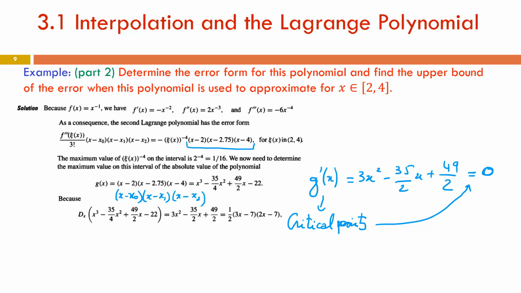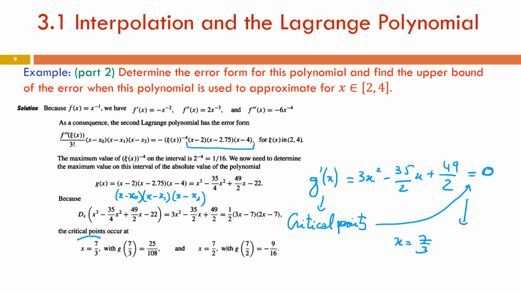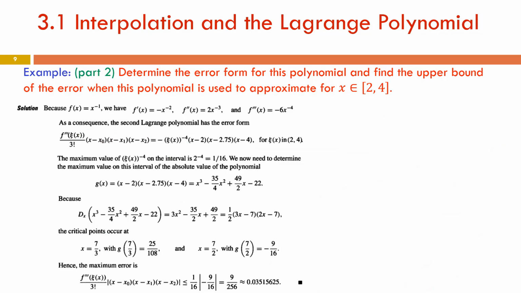So, these are the critical points. x equals 7 over 3. Here we need two solutions: x equals 7 over 3 or x equals 7 over 2. So these are the critical points, and these are the images of the critical points. You also have to calculate the image of the endpoints. So this is what we did.